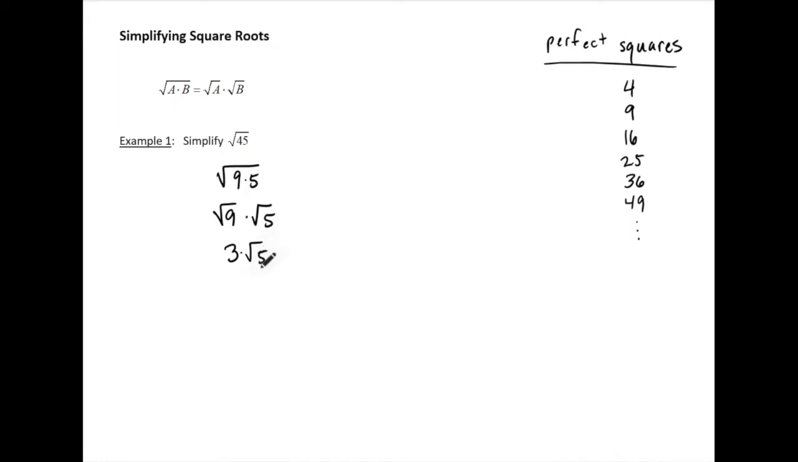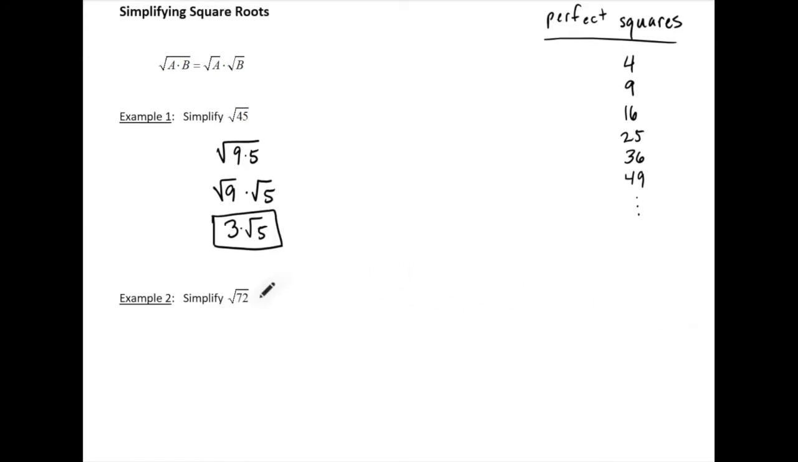And since the 5 that's left inside the square root does not have any other perfect square factors, there are no other numbers in this list that divide evenly into 5. That means we cannot simplify this any further. This is the simplified form for the square root of 45.